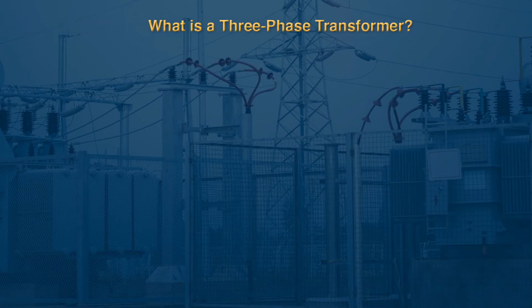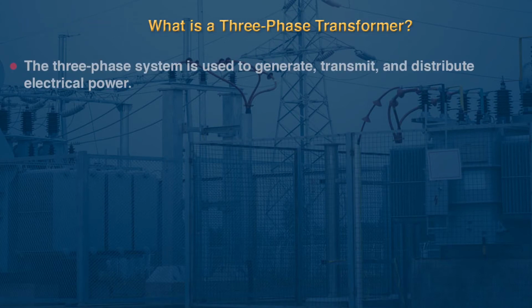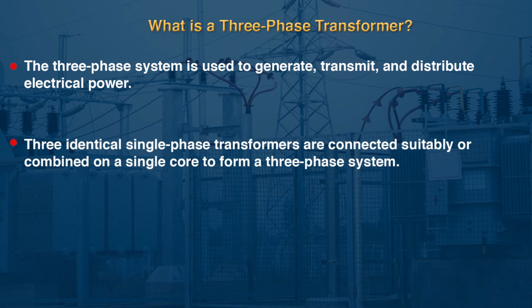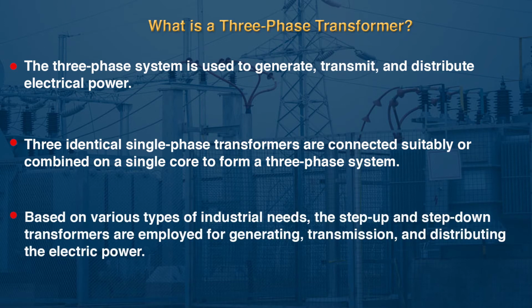Now the question arises, what is a three-phase transformer? The three-phase system is used to generate, transmit and distribute electrical power. It generates power on a large scale to meet the needs of industries and commercial establishments. Three identical single-phase transformers are connected or combined on a single core to form a three-phase system. Based on the various types of industrial needs, the step-up and step-down transformers are employed for generating, transmitting and distributing the electric power.